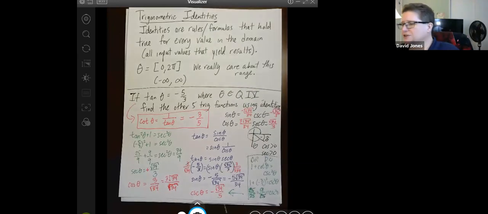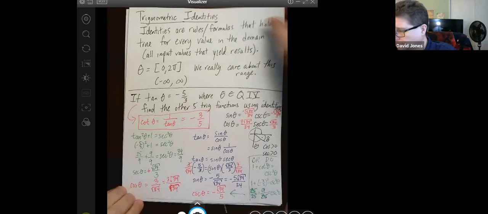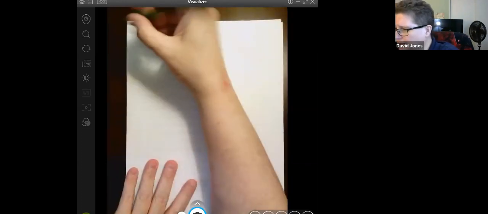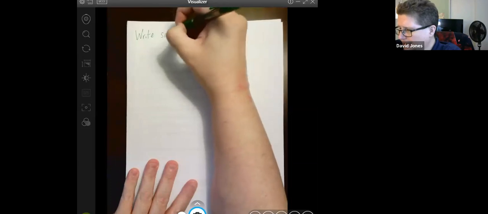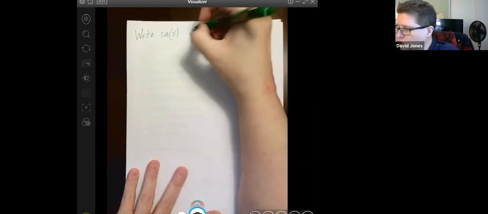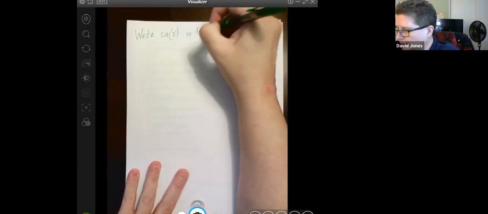Let's take a look at another type of problem we'll run into. Another thing we'll see, if I can get green to work now. Write sine x in terms of cotangent x only.